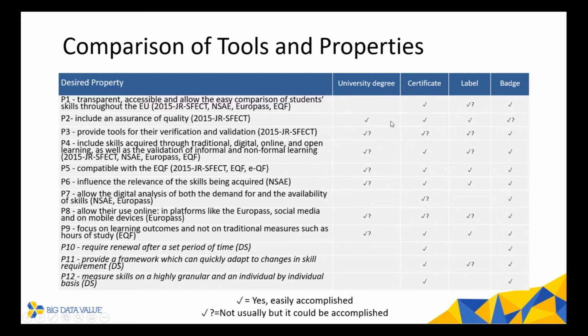That being that requires renewal after a certain period of time, providing a framework which can quickly adapt to changes in skills requirements and measure skills on a highly granular and individual basis. So for each of these things, we looked at whether or not typically university degrees, certificate labels, and badges can provide those properties. And in some cases, we have usually, but it could be accomplished, which is the check and the question mark here.